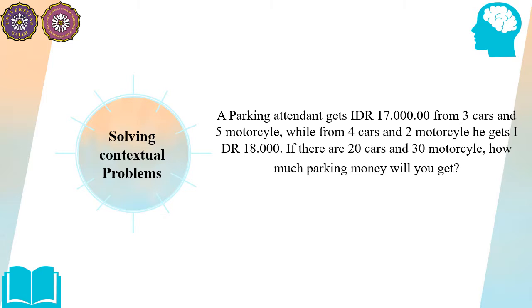We go into an example of a system of equations with two variables in contextual form, in the form of a story. Please do this problem. A parking attendant gets 17,000 from 3 cars and 5 motorcycles. From 4 cars and 2 motorcycles, he got 18,000. If there are 20 cars and 30 motorcycles, how much parking money will he get?